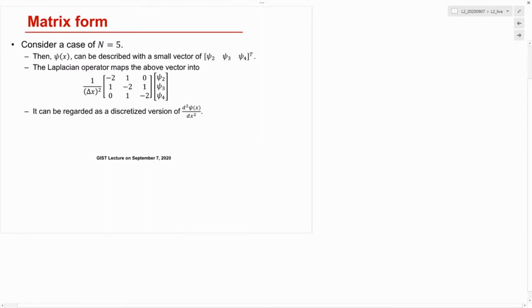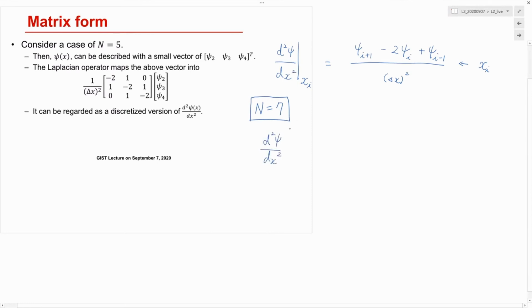Now we understand our operator: the second order derivative operator at x sub I can be approximated by psi I plus 1 minus 2 psi I plus psi I minus 1, divided by delta x squared. However, this is for a certain position x I. For example, let's assume that we still have the n equal 7 example. Then we can evaluate this number for x2, x3, x4, and finally x6. We can evaluate this second order derivative at different positions.